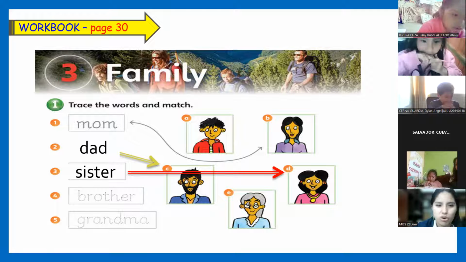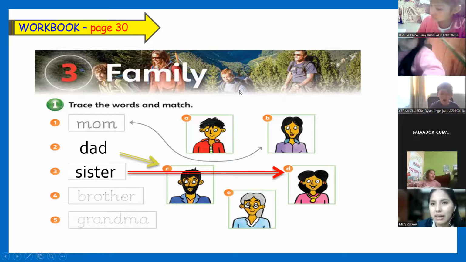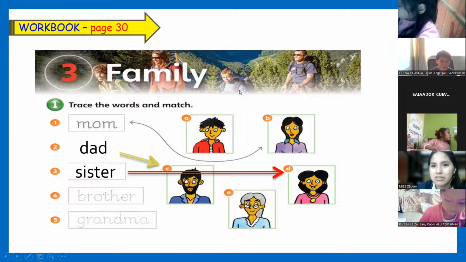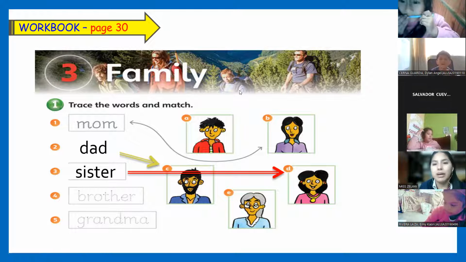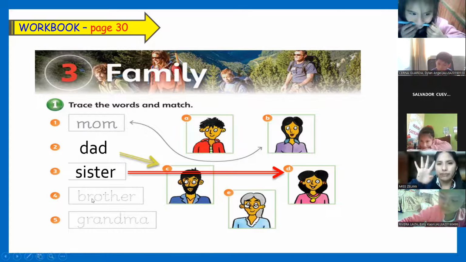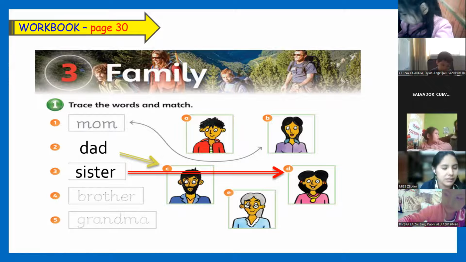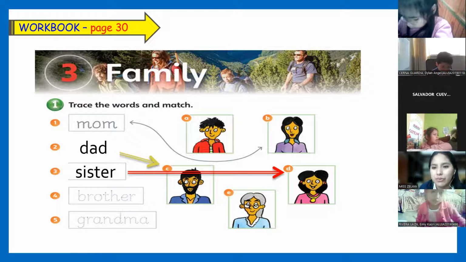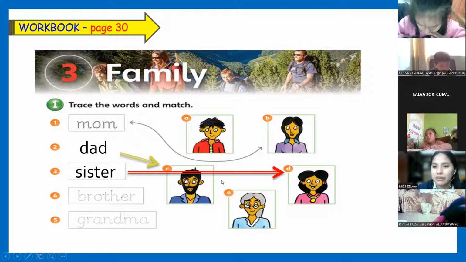Continue with number four. What member of my family is the number four? My dear Amy, oh no, Amy ya respondió. My dear Sofía Najarro. What member of my family is the number four? What member of the family? Yes, Astrid. Can I go to the toilet, please? Yes, you can go, Rafaelito.